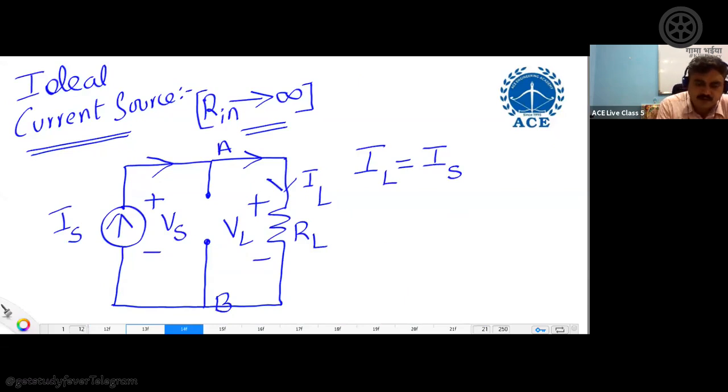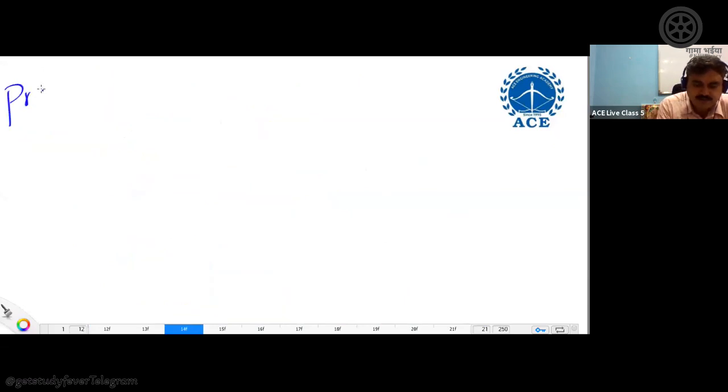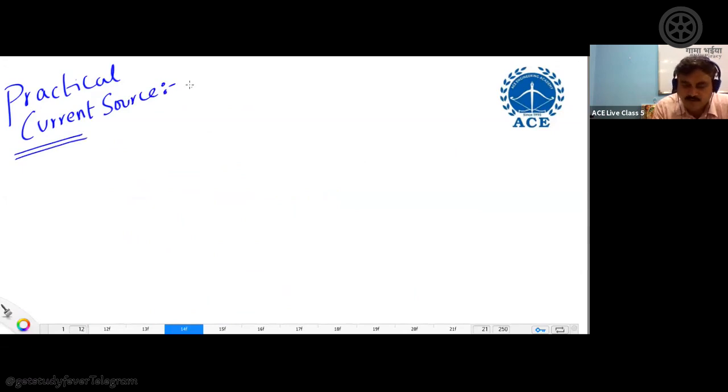Now, what is the meaning of a practical current source, or simply a current source? When you take a practical current source, the value of RIN is not infinite. It will have some practical value. What should be that value?